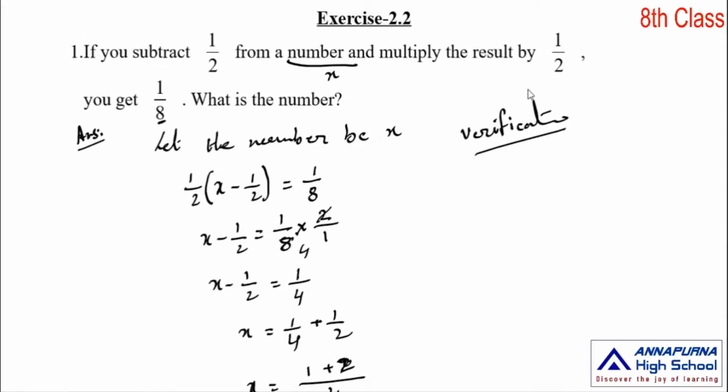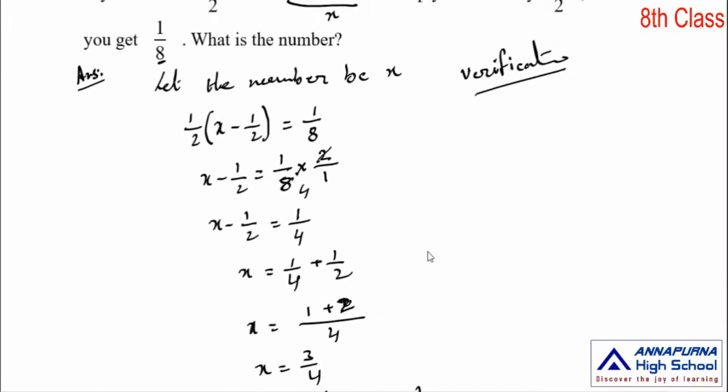So as per the given question, first we subtract 1 by 2 from a number. Here the number is 3 by 4. So subtract 1 by 2 from 3 by 4: 3 by 4 minus 1 by 2. Here the LCM is 4, and the numerator is 3 minus 2, which is equal to 1 by 4.